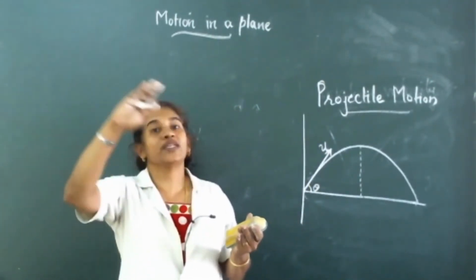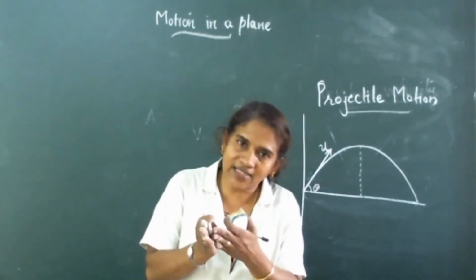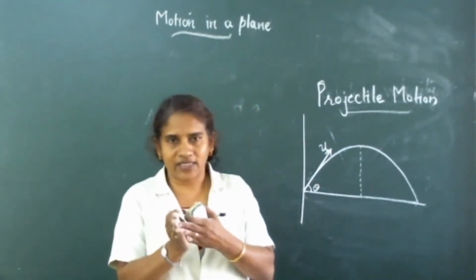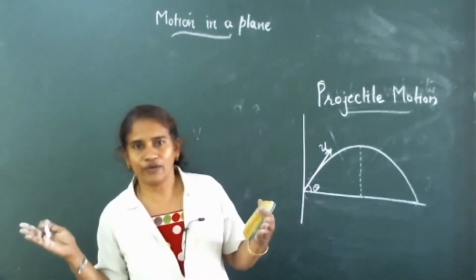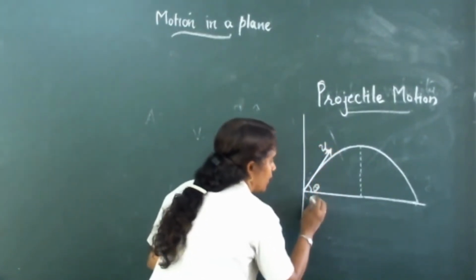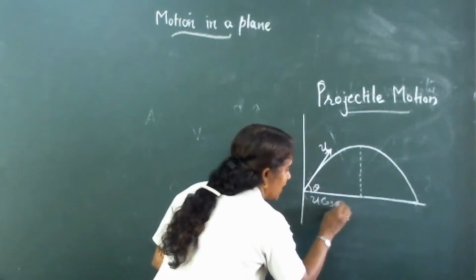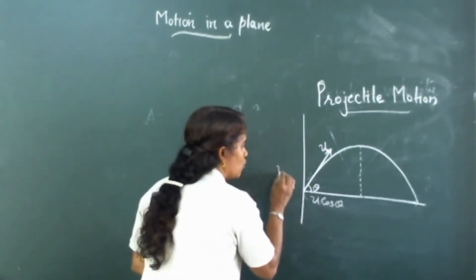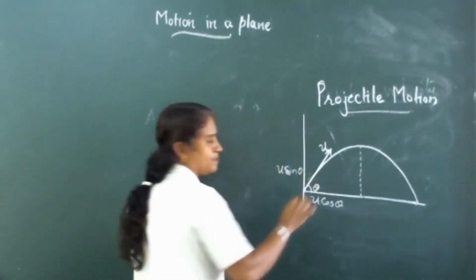In order to get the equation of the trajectory, we have to consider the distance travelled in the x as well as y direction, where one is uniform and the other is non-uniform. So here, by taking the components of this u, since theta is made there, the x component will be u cos theta and the y component will be u sin theta.